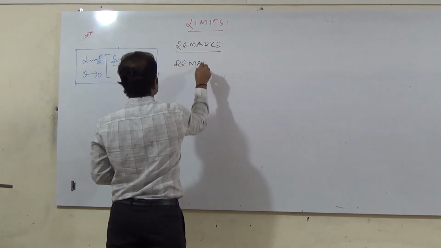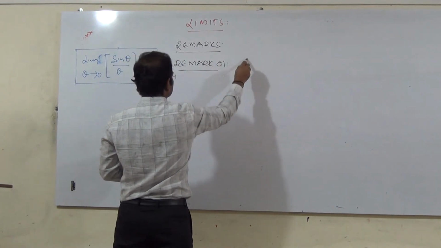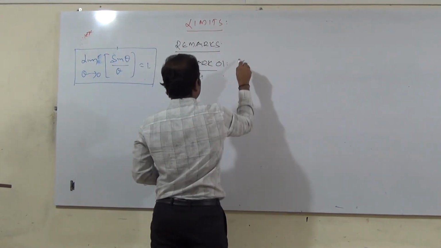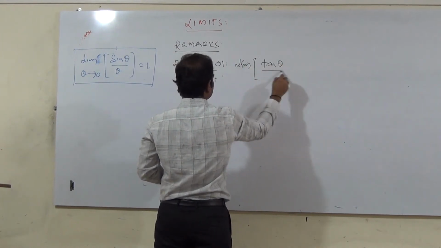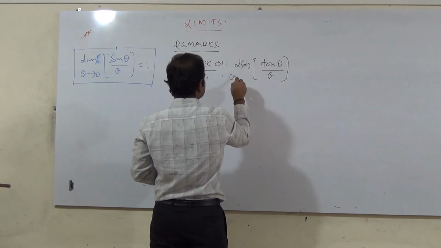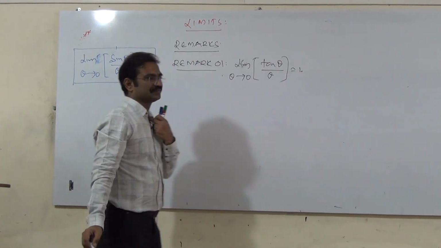Remark number 1. Limit of tan theta by theta as theta tends to 0 is equal to 1.